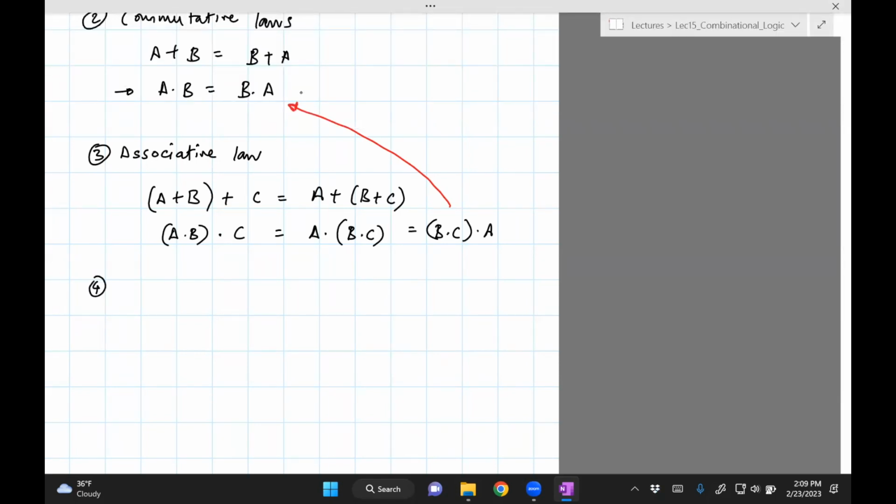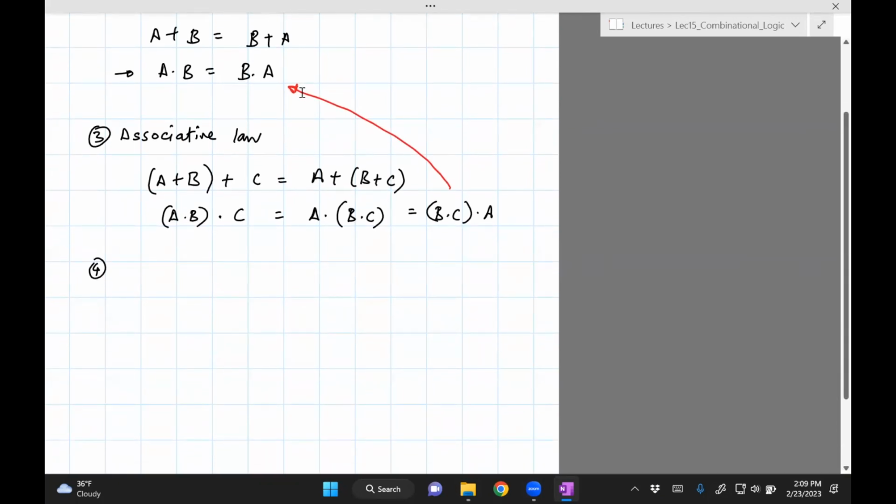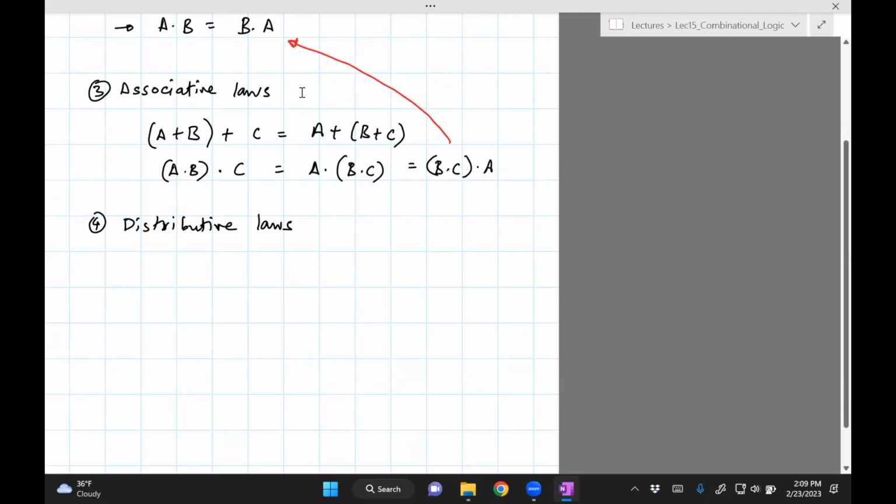Okay, the fourth one is distributive laws. So here, let's say we take the AND of A and B or C. So B plus C is an OR gate, and then you connect that to A through an AND gate, then this is the same as A dot B plus A dot C.